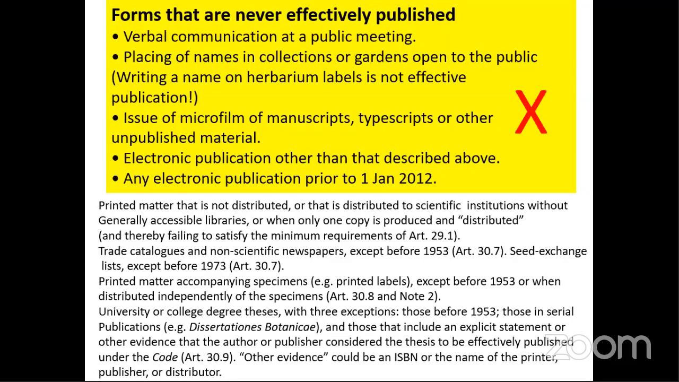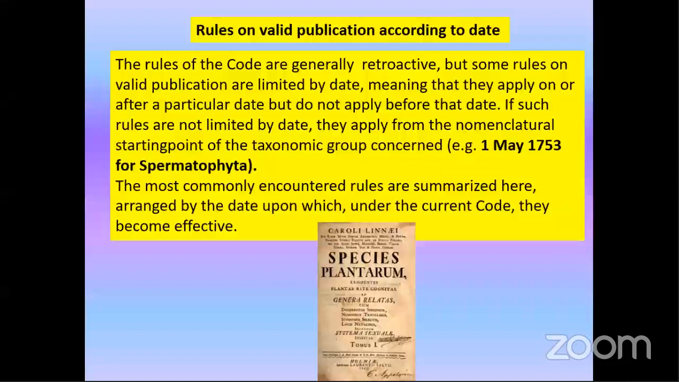So again, I have given the article, several articles it has mentioned. So next, rules on valid publication according to the date. So date is important. First main, 1753 for Spermatophyta. You know, Species Plantarum published on first May 1753 by Carolus Linnaeus. So that is the date. 1753 is a resurrection period for botany. And even the binomial started on that date. After that, only our botany flourished. So 1753 is an important date.